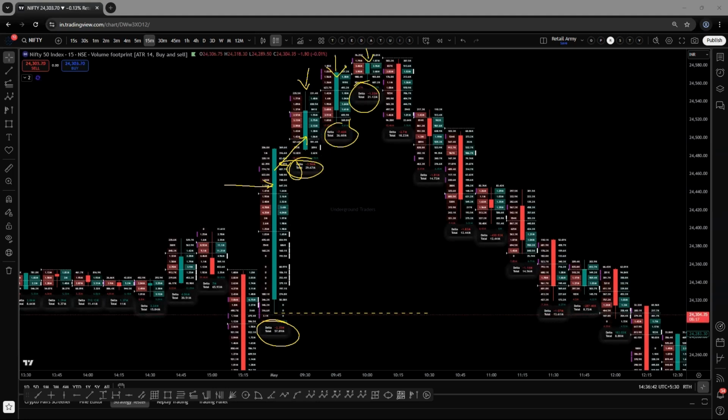Retailers do not have the capacity to do this. It is only the big players who can do that. So what is the story behind the candles? That is the reason why we study volume analysis my way.